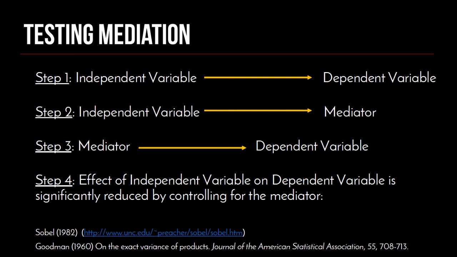Gone too far. Right. So the way we test mediation is in four stages. First, we look at the association between the independent variable, or our risk factor, and our dependent variable, so the disease. The next step would be to look at the association between the independent variable and the mediator, and then the mediator and the dependent variable. And in the fourth stage, we say that the effect of the independent variable on the dependent variable is significantly reduced when we control for the mediator.